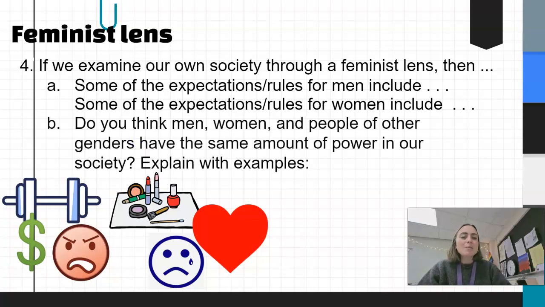And then finally, do you think that men, women, and people of other genders have the same amount of power in our society? I want you to use some examples. So we talked about how historically it's mostly been white, straight men in power. And we have seen that that's kind of shifting, right? Nowadays we see a lot of women and people of color and queer people in positions of political power or power in our society.